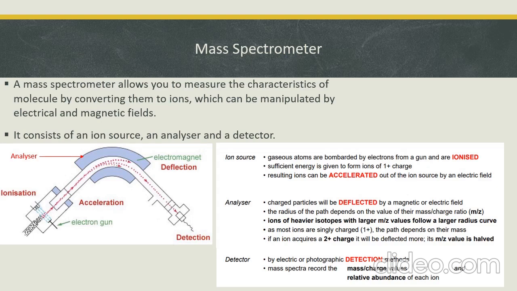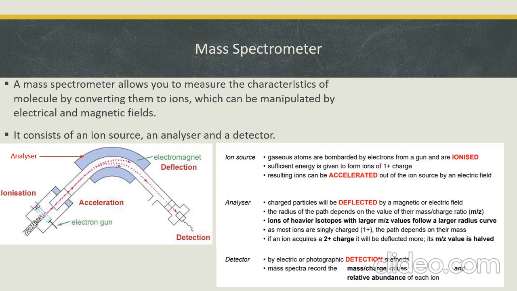Then the ions of the heavier isotope with larger m/z values follow a larger radius curve, and the one with the lowest mass follows the smallest radius curve. Most ions are singly charged with +1, and the path depends on the mass. If an ion acquires a 2+ charge, it will be deflected more. Its m/z value is halved. So if it has a 2+ charge, then it's going to be halved. If it has a 4+ charge, then it's going to be 1/4.